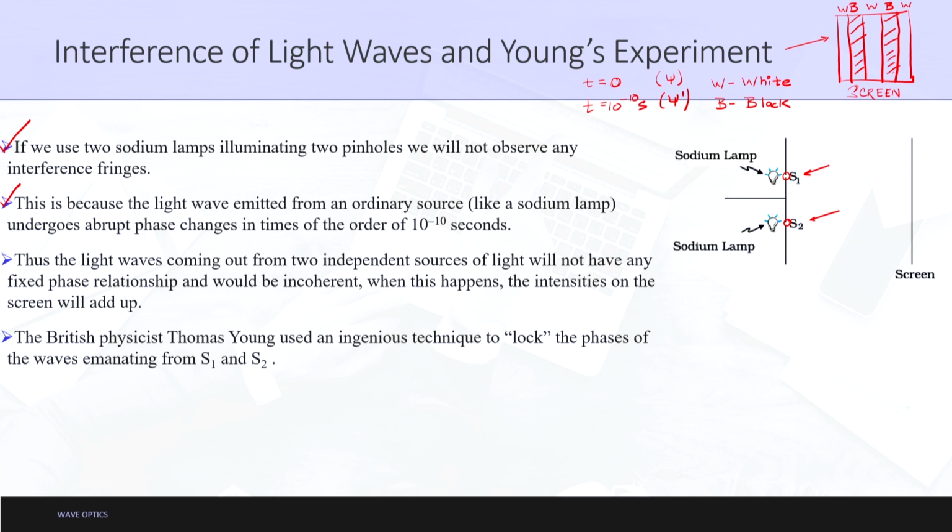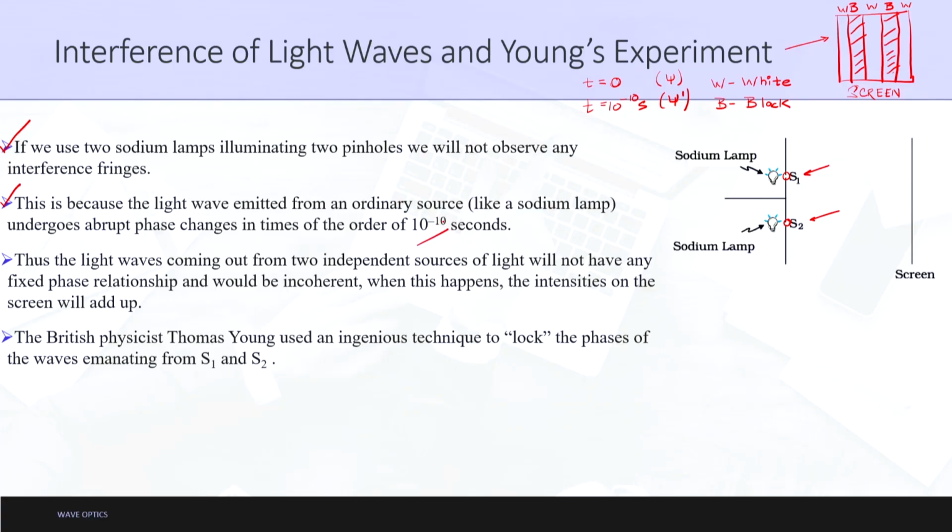So these two conditions are being explained. First of all, a single wavelength line called the sodium line is being used as a source which emits light, and second, the phase change is very abrupt, as in it changes very quickly, very rapidly. The time frame is also given to you, that is 10 to the power minus 10 seconds. Okay, so this point is also explained.